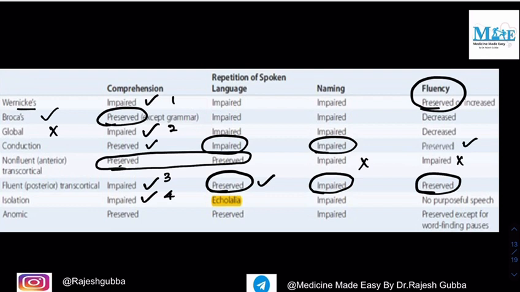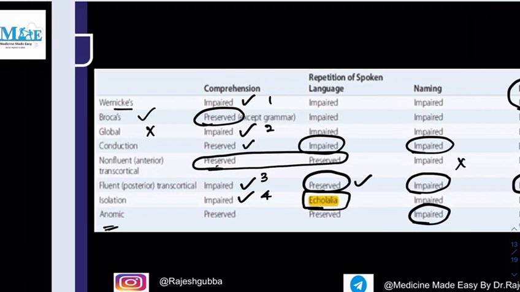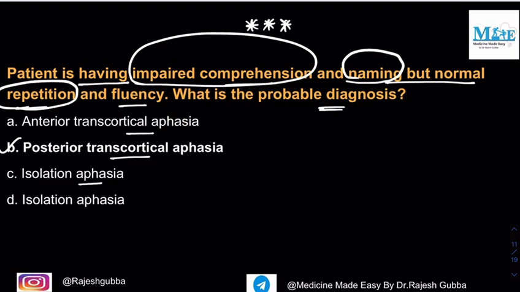And posterior cortical aphasia, just now we have discussed. Whereas in isolation aphasia, just remember, the echolalia will be there. Remaining everything will be impaired. And in anomic aphasia, everything is preserved, but the naming is impaired. So this particular table is very, very important in determining the cause of the aphasia. So the answer in our question is the posterior cortical aphasia.